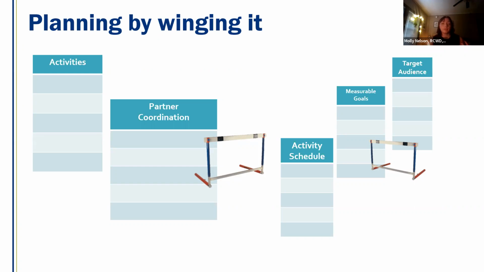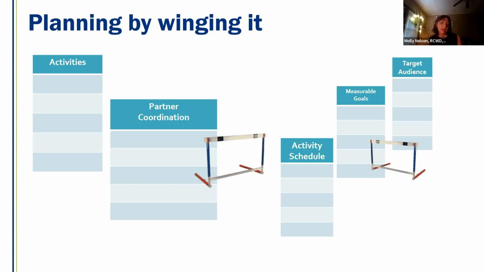So we know all of our aspects that we're trying to cover. You know, we're trying to find our target audiences, create those measurable goals, define activities, coordinate with different partners and create the activity schedule. That is what we need to do to get to where we want to go. But if it's all over the place, some things might be forgotten to be done, and we might not get to where we want to go. So it's just not a great way to approach your implementation.